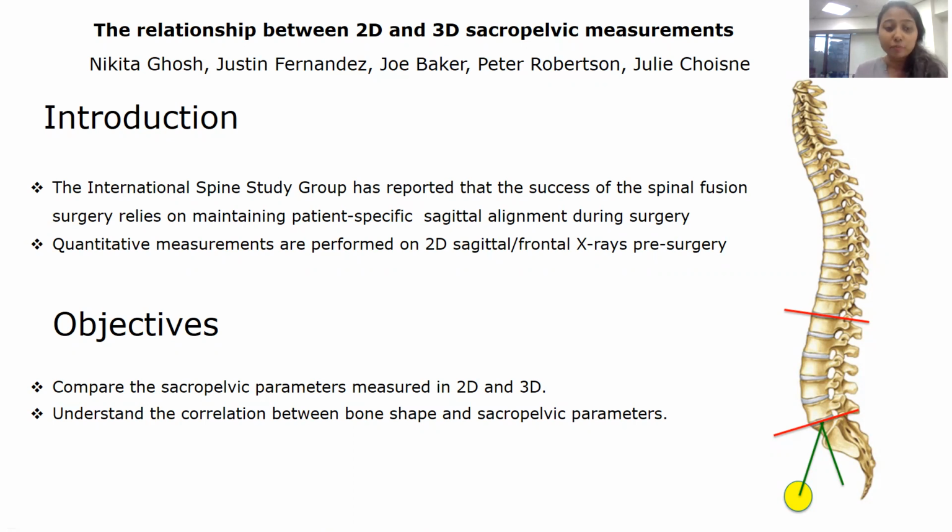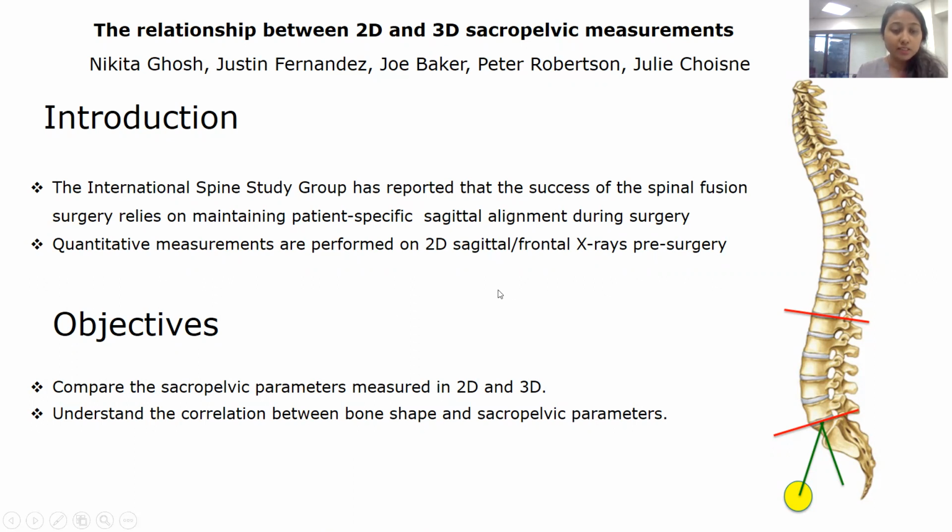Generally, the quantitative measurements of the sacropelvic parameters are usually performed on 2D sagittal or frontal x-rays pre-surgery, but the information obtained from the projection of 2D is very limited compared to the parameters calculated in 3D.